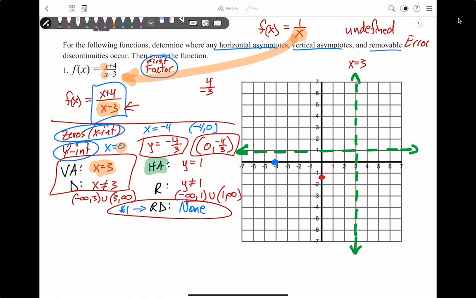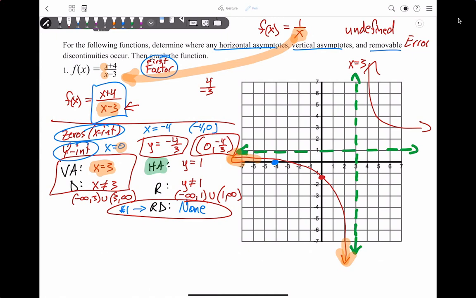Now, if I were to plot more points, I'm going to get a graph that looks something like the following. Notice that the graph right here will still approach the horizontal asymptote, and it will also approach the vertical asymptote. And then the rest of it is going to be up here, just a sketch of where this would be located.